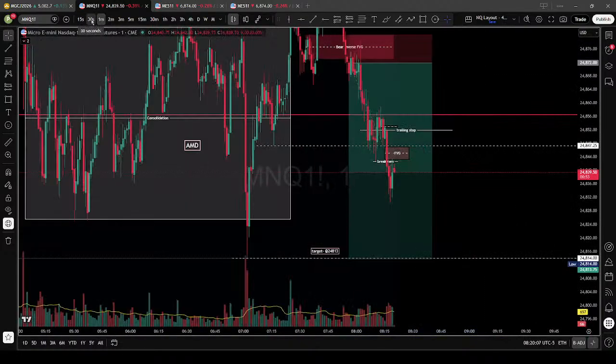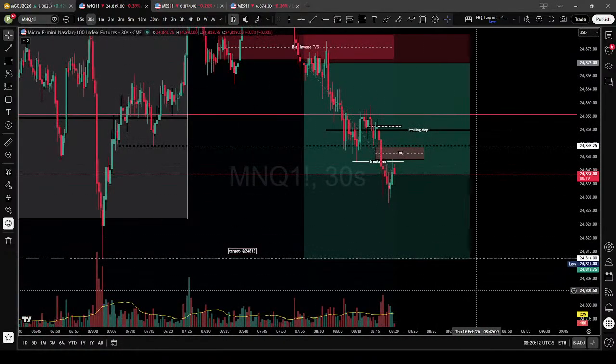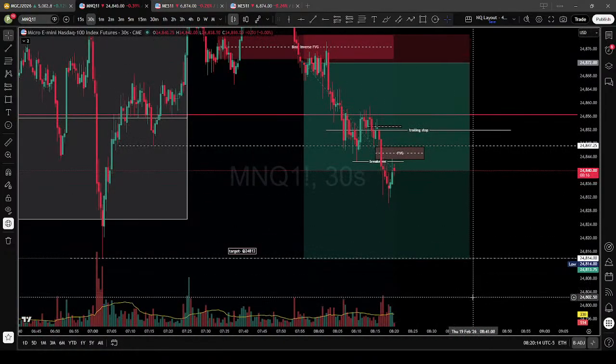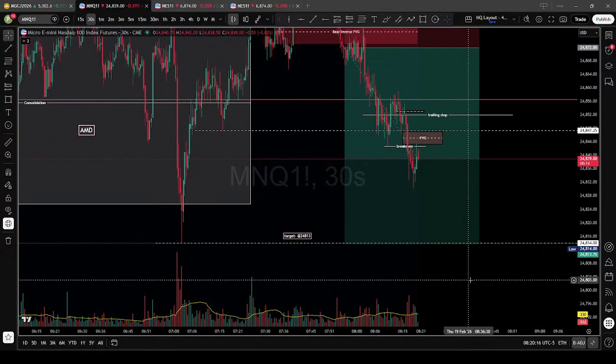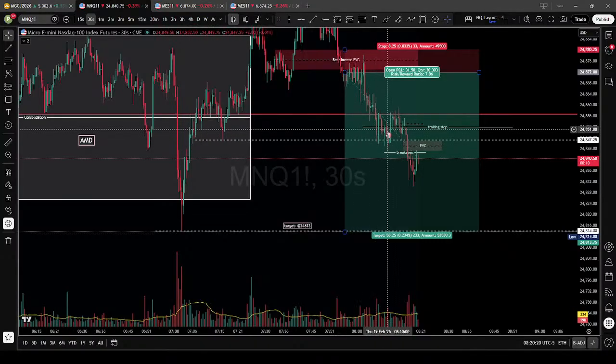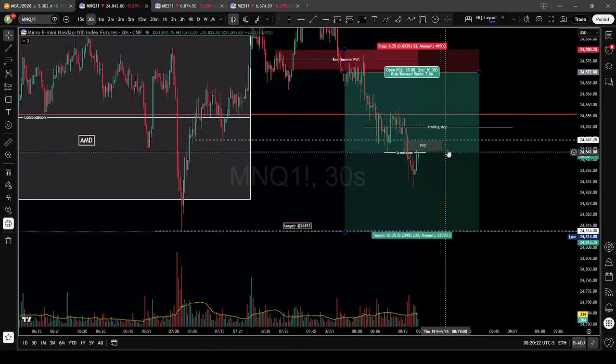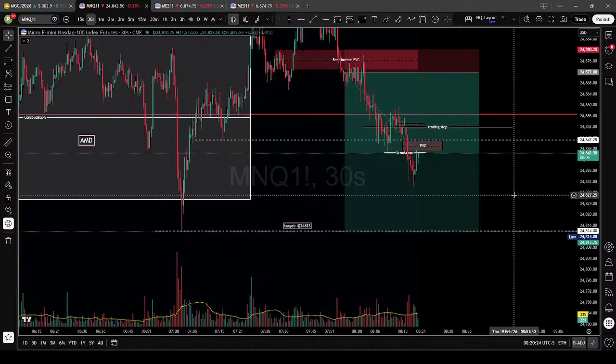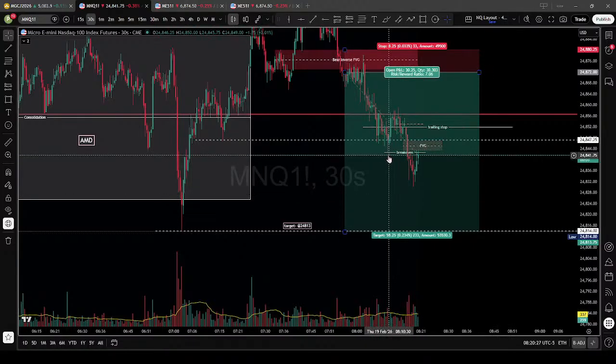Let's see what's happening on a 1 minute time frame. The draw on liquidity is still here. We just want to manage our risk. Price can take out our break-even stop loss before.